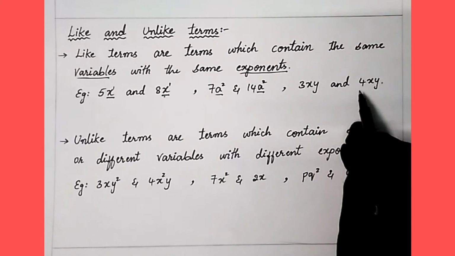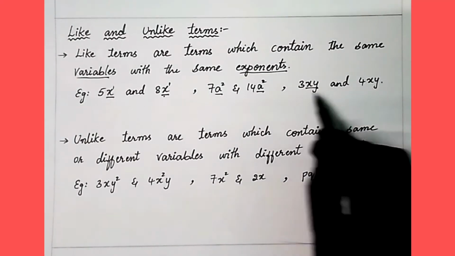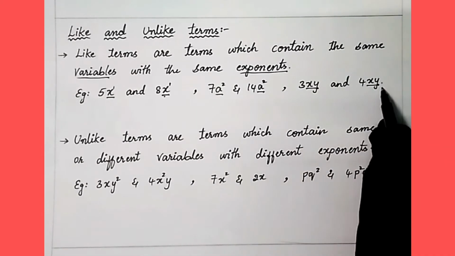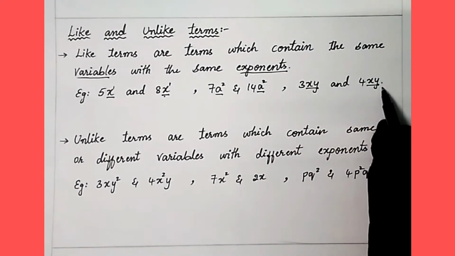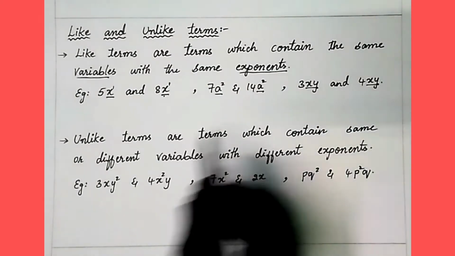3xy and 4xy. Here the variables are x and y, and here also the variables are x and y, and the exponents are also the same. 1x, 1y, 1x and 1y. That means these two terms are also like terms.